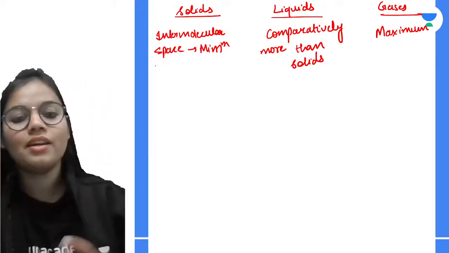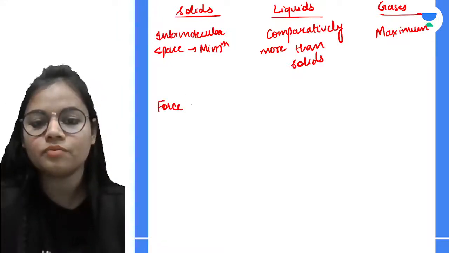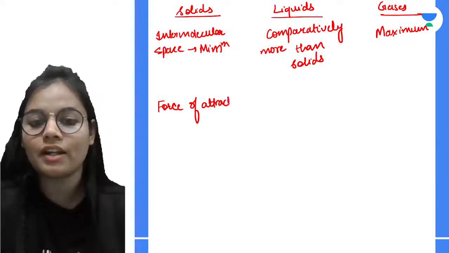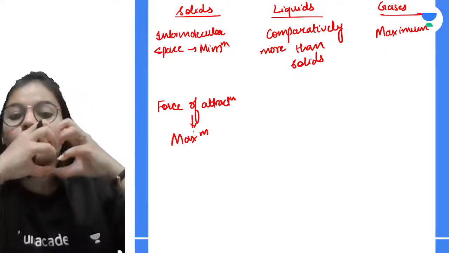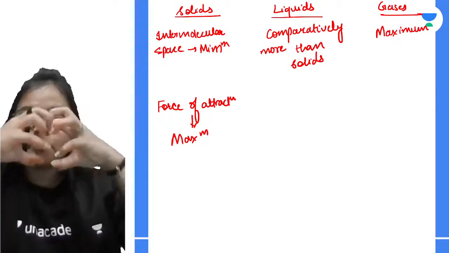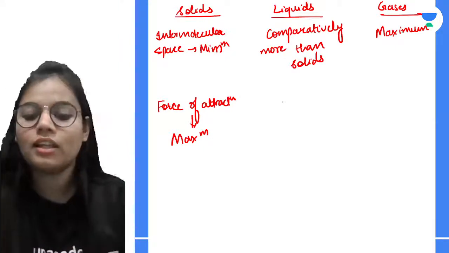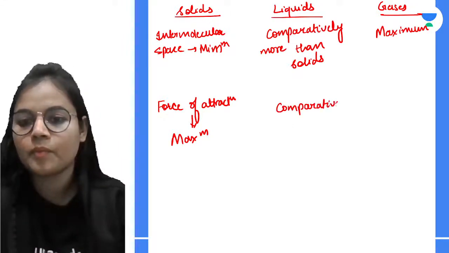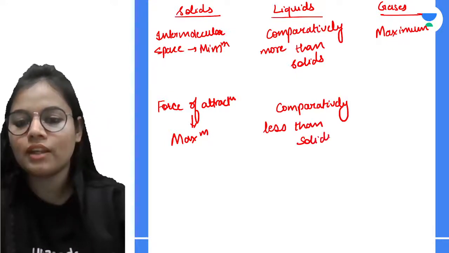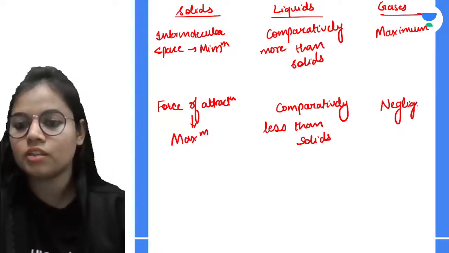Because here the space is minimum, if I talk about the intermolecular force of attraction, it is maximum. Why? Because the particles are closely packed, and since the particles are closely packed, they exert an attractive force on each other. In liquids, it is comparatively less than solids. And if I talk about gases, they have a negligible force of attraction between the particles.